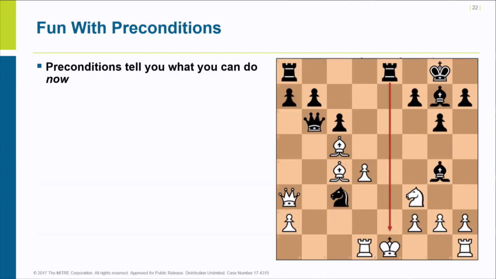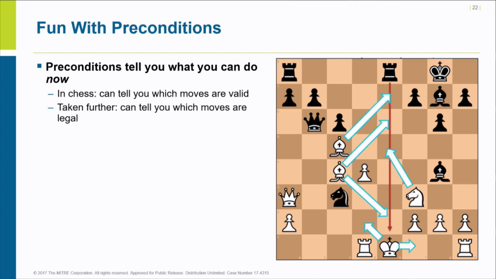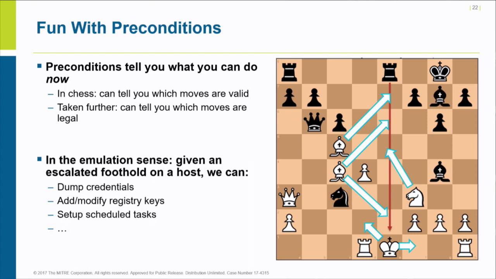So it's not a presentation if I don't make a forced chess analogy, but in chess, we also have a bit of preconditions and postconditions going on. Here, from a precondition perspective, we can essentially use the rules of the game, based on how the pieces move, as the preconditions, along with the logical invariants of the game. Here we can see that the king is in check by the rook, and that's a requirement I have: the king has to get out of check. So I can either move my king to the right or interpose a piece in front of the rook to stop the check. From an emulation sense, we might say, given an escalated foothold, I can dump credentials, I can add or modify registry keys, I can set up scheduled tasks, and do all sorts of fun stuff.